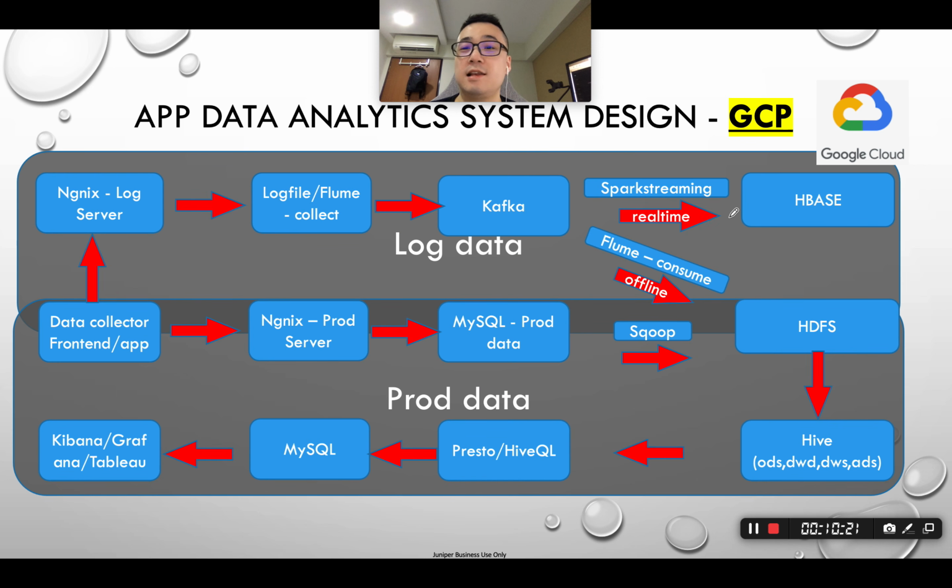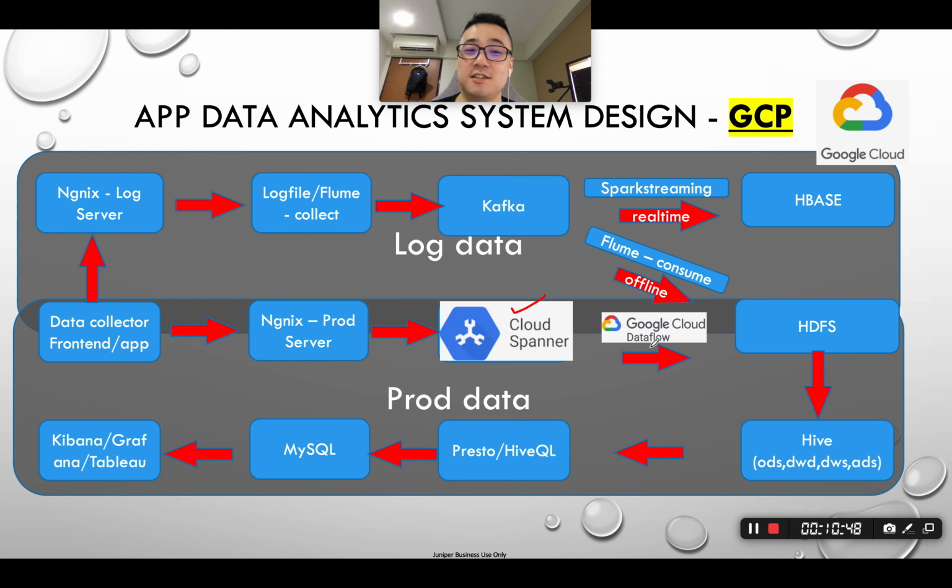Now let's map it out with the GCP components. The first one is the MySQL replacement with Cloud Spanner. Cloud Spanner is a highly performant, highly optimized relational database solution from GCP. And we face a similar situation: how are we going to do the data conversion or ETL and stream the data into HDFS format? We're going to use GCP Dataflow, which supports both real-time and offline data processing.